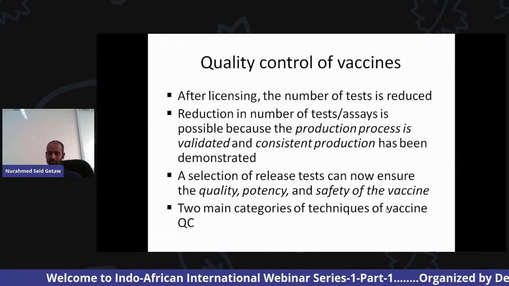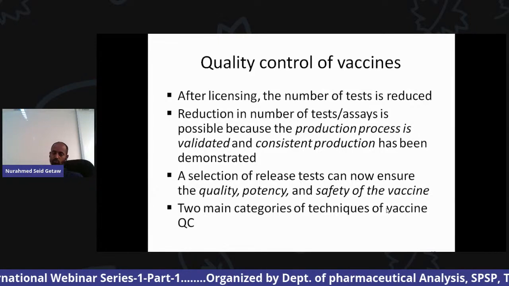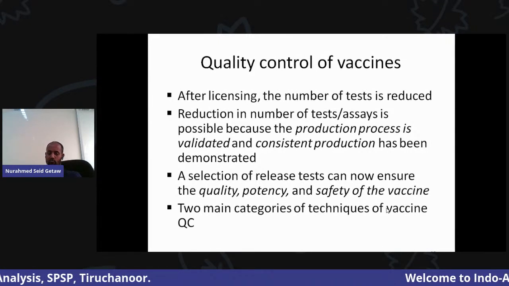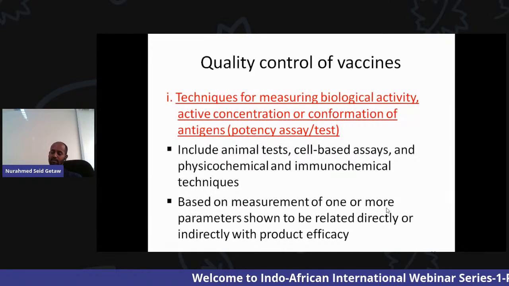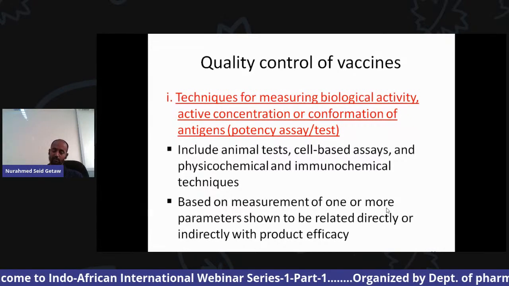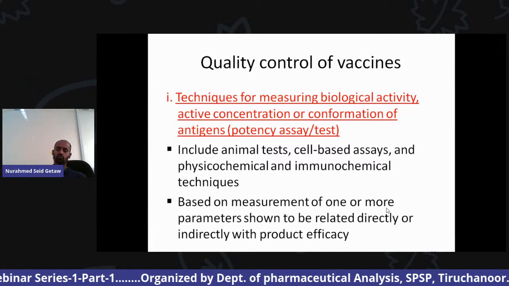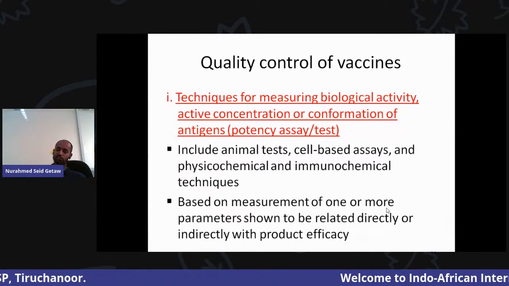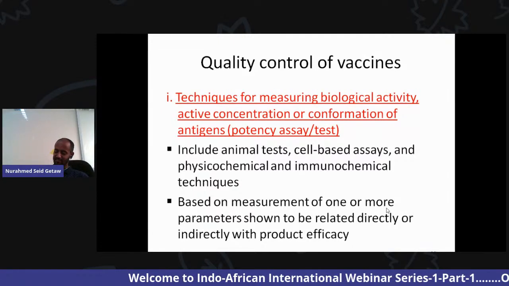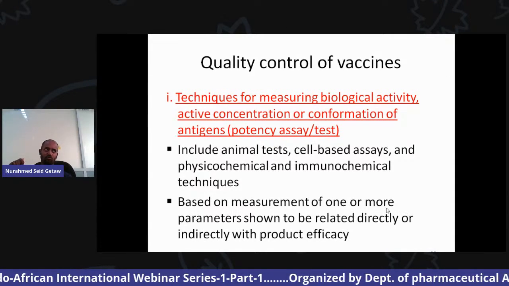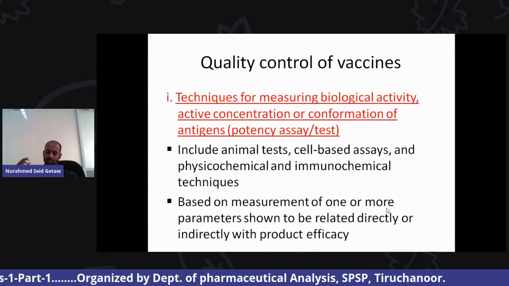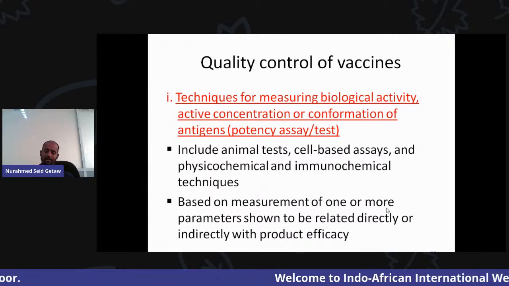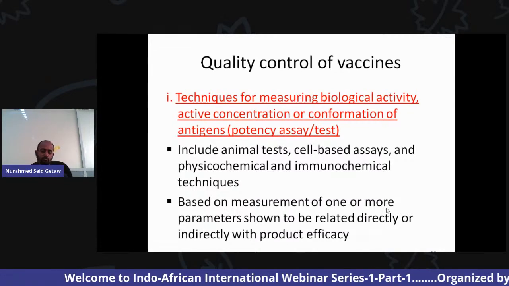So certain selected test methods can be used to ensure the quality, potency, and safety of the vaccine. And regarding these specific quality control procedures, there are two main categories of techniques of vaccine quality control. We can divide the huge number of tests available for vaccine products into these two groups. The first one refers to the techniques for measuring biological activity or active concentration or active conformation of the vaccine, meaning the antigen will not be directly quantified or identified. So the presence and the type of antigenic substance or the active pharmaceutical ingredient in the vaccine will be indirectly assessed using its biological response or activity in the host. These are also known as potency assays or potency tests.